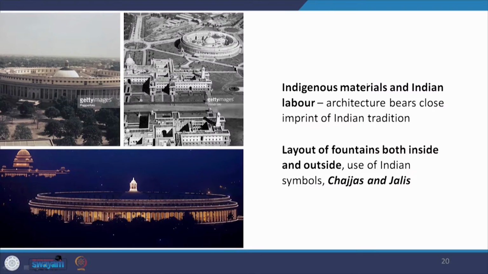Now the layout of the fountains both inside and outside, that is the idea that I mentioned earlier, the use of water bodies. Now this is in the planning of New Delhi. This is the climatic response, dense greenery, use of water bodies, a very typical climatic response to the composite climatic conditions of North India. We find that in Mughal architecture. We find Mughal emperors using that as a part of their building design, and the use of chhajjas and jalis, etc., all of it coming together in these buildings.